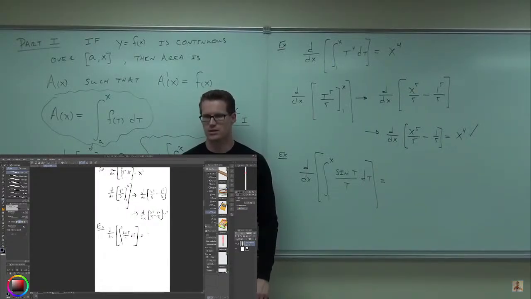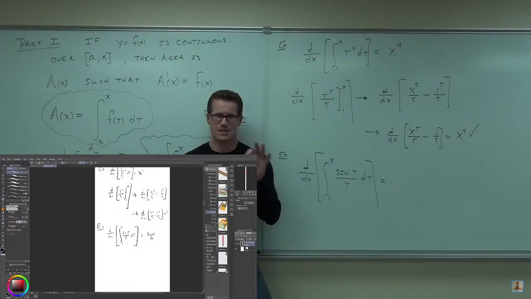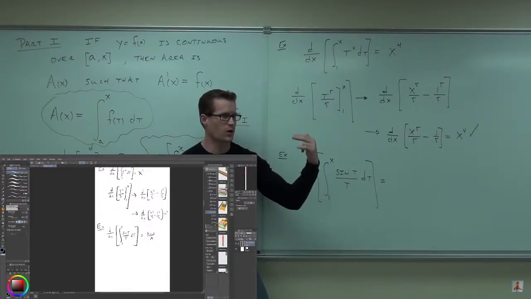Sine x over x is right. That's exactly correct. Now, one thing, just like we found out last time, it has to be defined. It's got to be continuous. It's got to be very nice. You can't have undefined points. It has to be bounded somewhere.